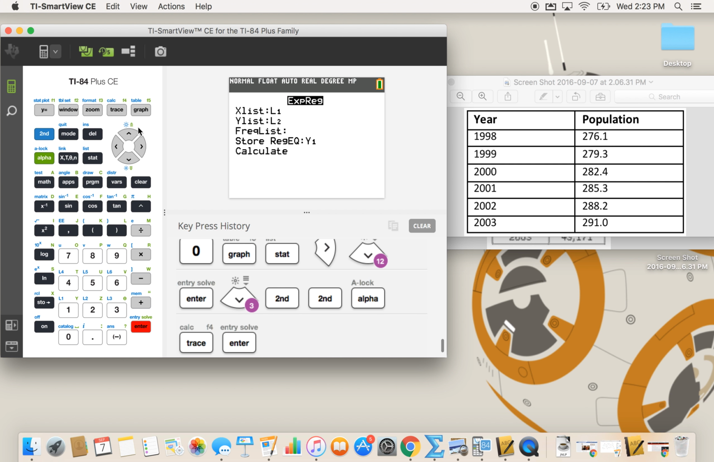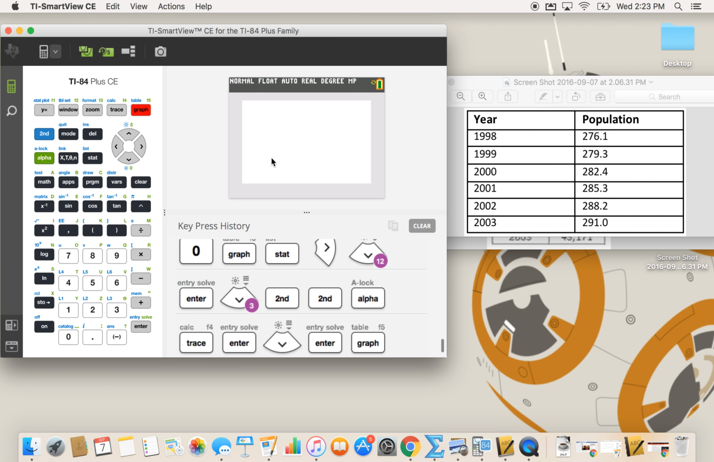If I do that and go calculate, it'll give me the equation, but I don't need to write it down because it's already in my calculator, so why would I write it down? It gives me this nice equation. That's the same one I got on the board today, so it must be right. And if I graph this to take a look at it, you can see it goes through those points really nicely. That's a beautiful line of best fit.